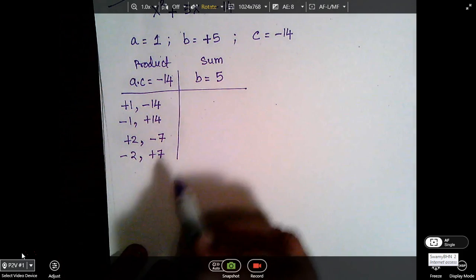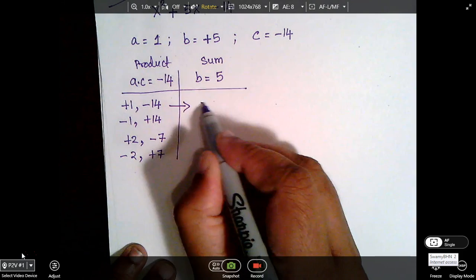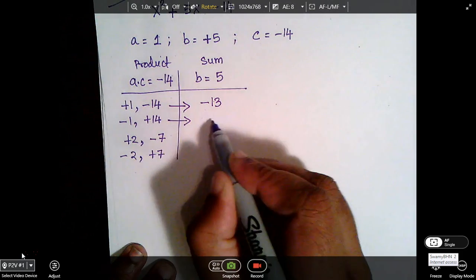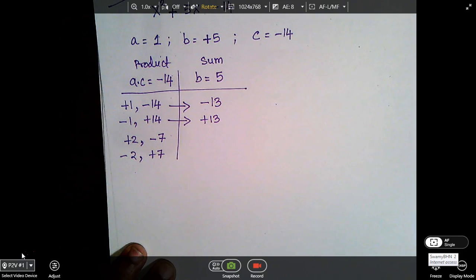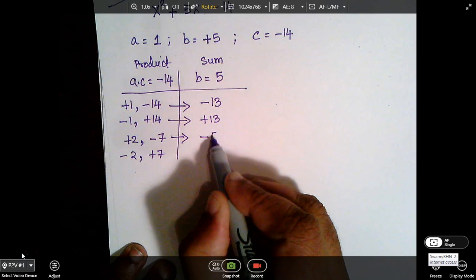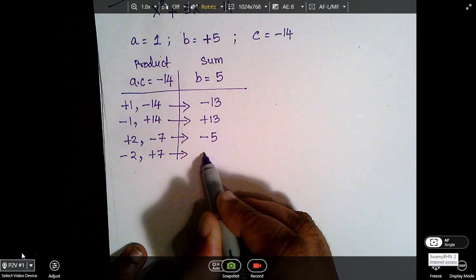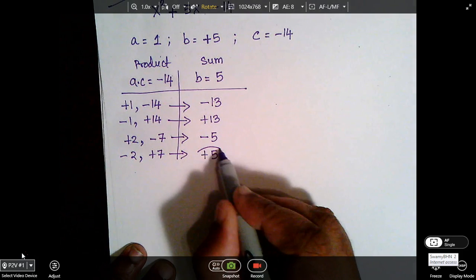So my sum, positive 1 and negative 14 is going to give me a negative 13. Negative 1 and positive 14 is going to give me a positive 13. Positive 2 and negative 7 is going to give me a negative 5. Negative 2 and positive 7 is going to give me a positive 5. So my sum is a positive 5. So this is what I'm interested in.